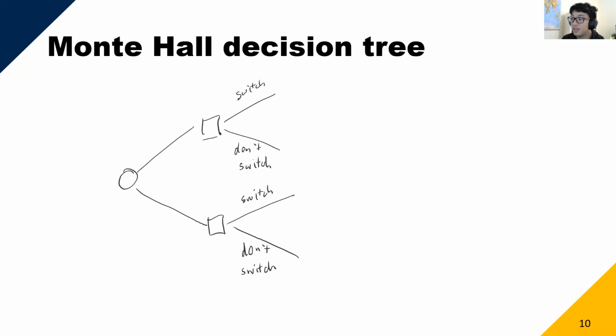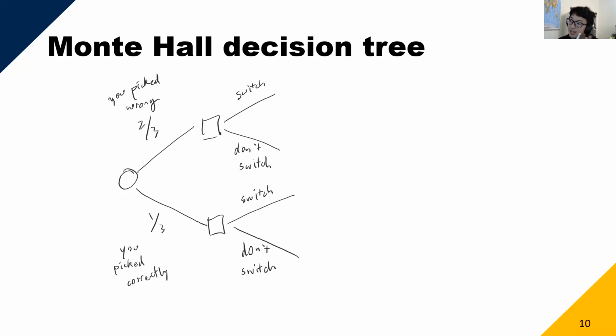So two-thirds of the time, you picked wrong. And one-third of the time, you picked correctly. Hopefully everyone gets this right at the beginning. There's three doors. Two of the doors that you pick will be wrong. One of the doors that you pick will be correct.